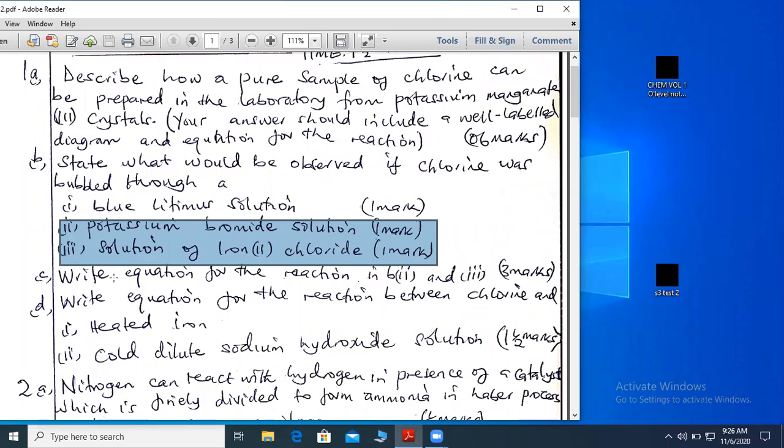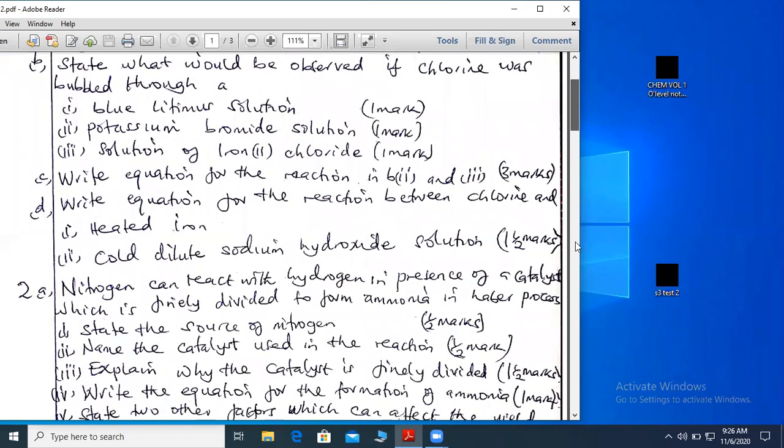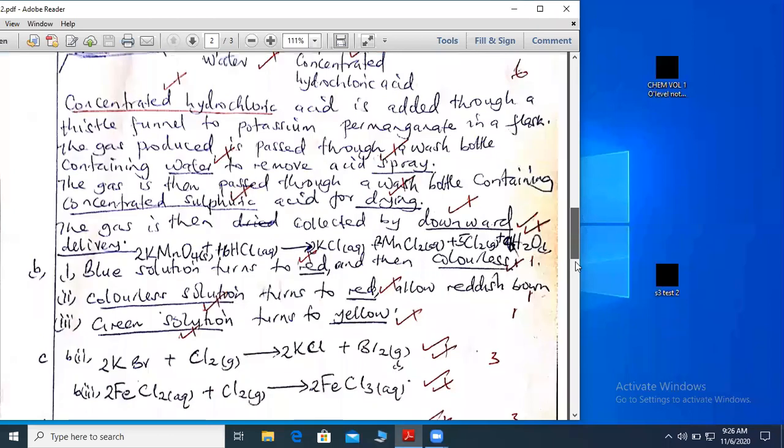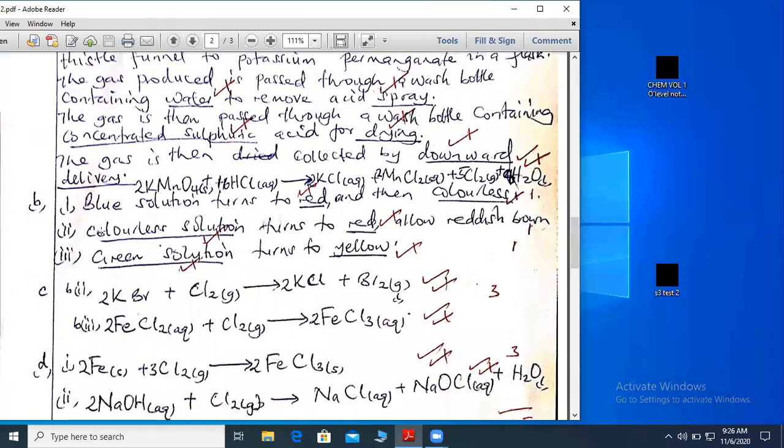Write the equation for the reaction between B2 and B3. For B2 we have already seen: potassium bromide, which is colorless, plus chlorine, forming potassium chloride, which is still colorless, plus bromine liquid, which is red.